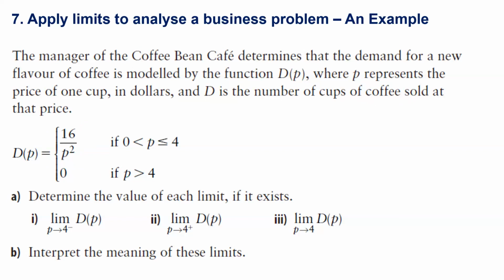So that simply means if the price is greater than 4, probably dollars, then there will be no one who wants to buy the coffee, right?